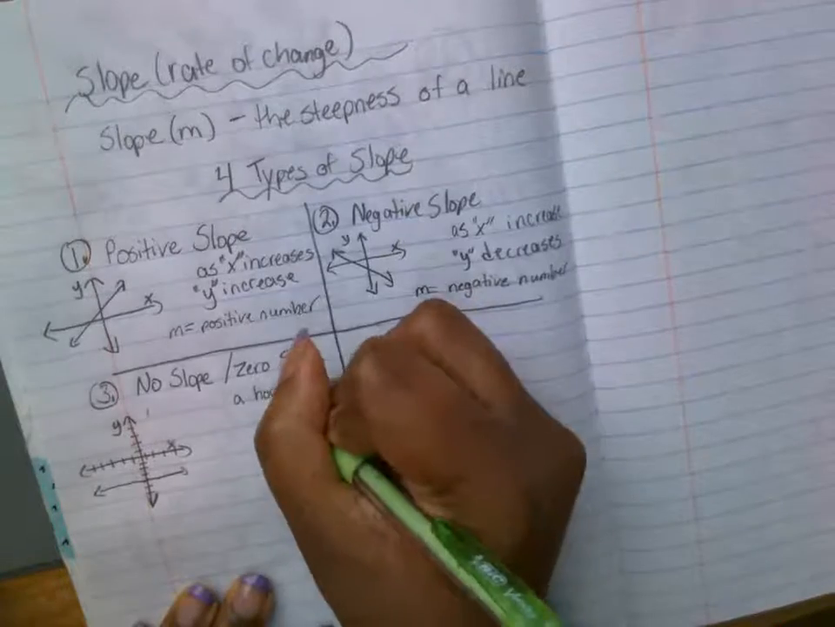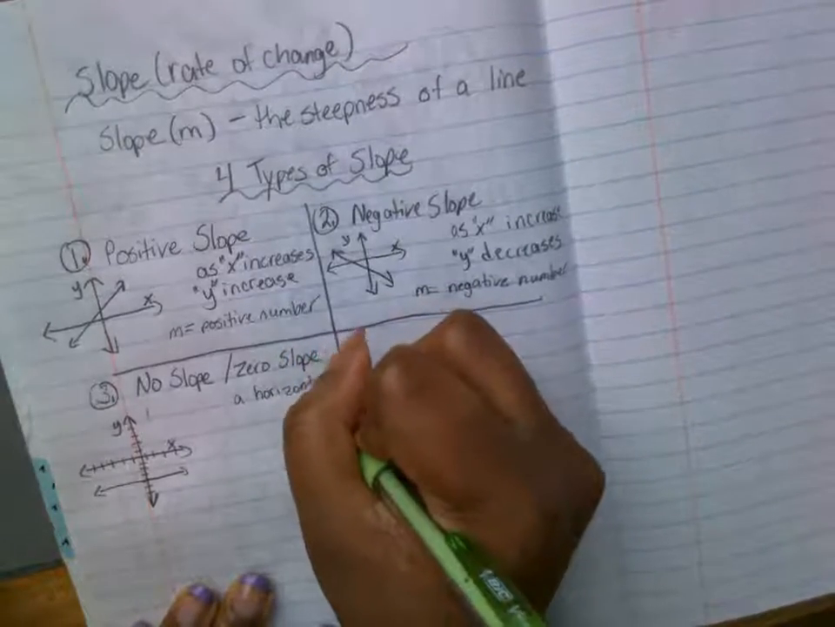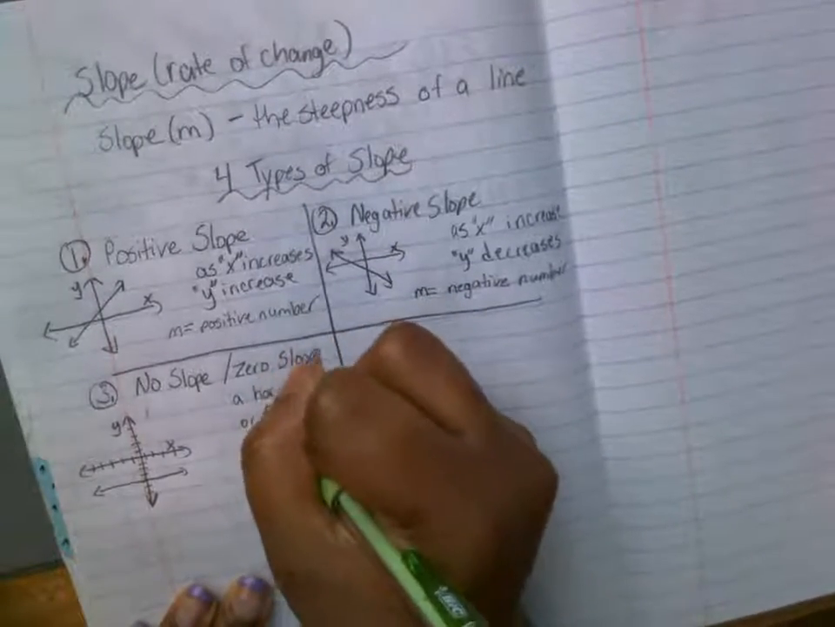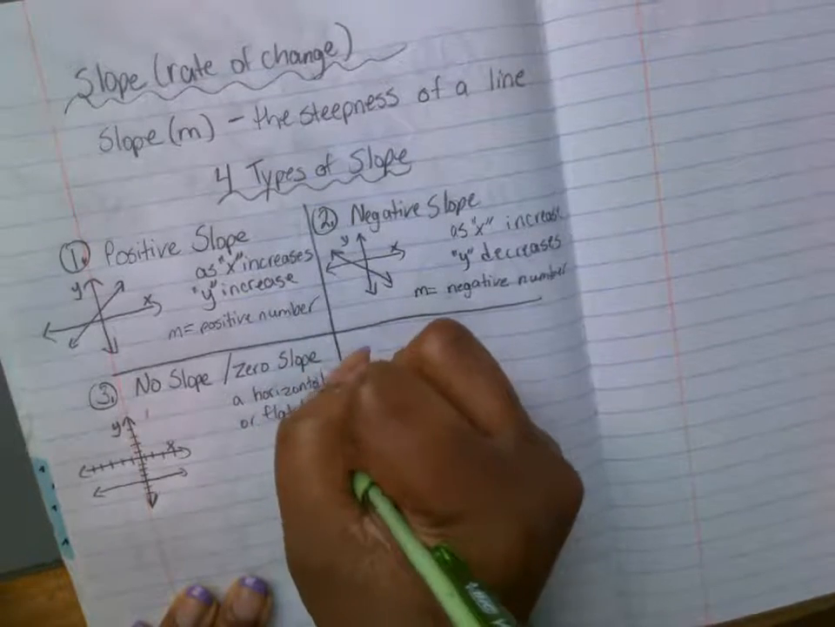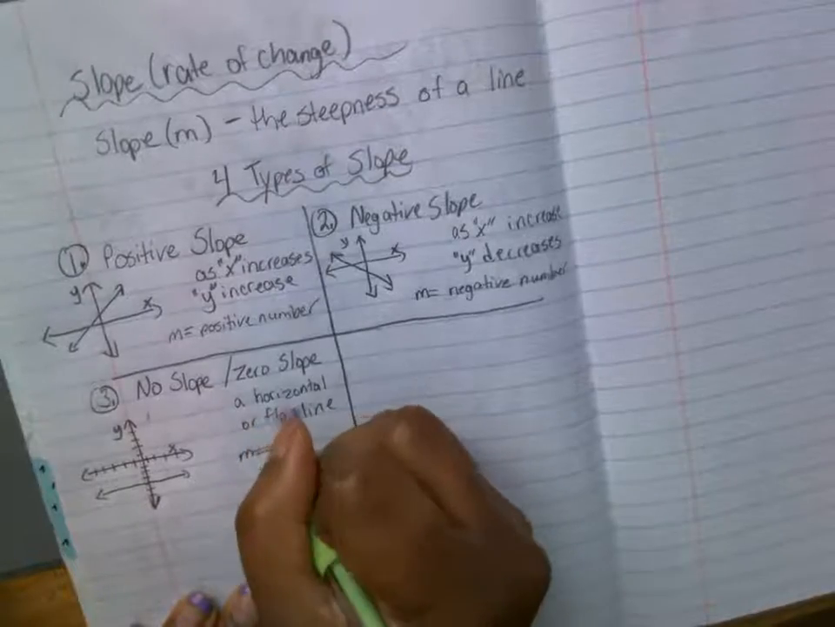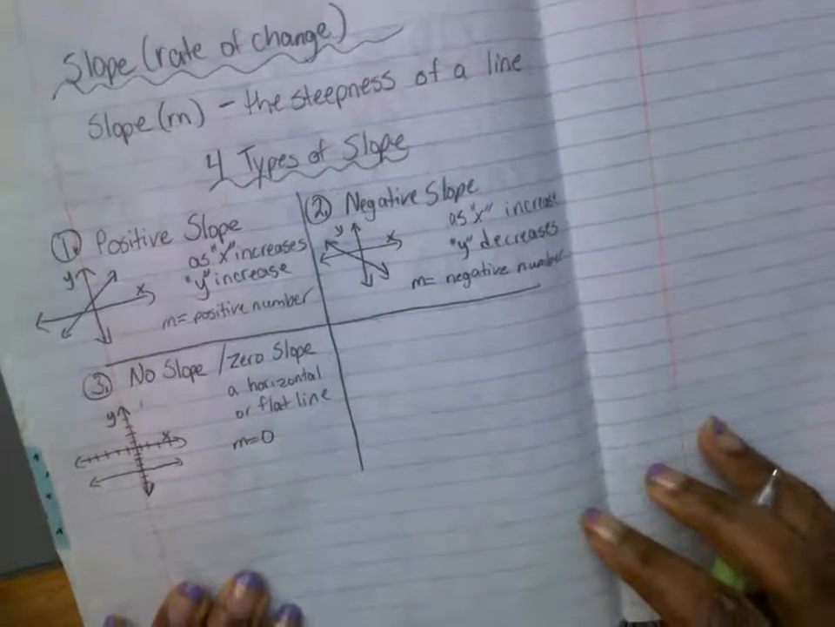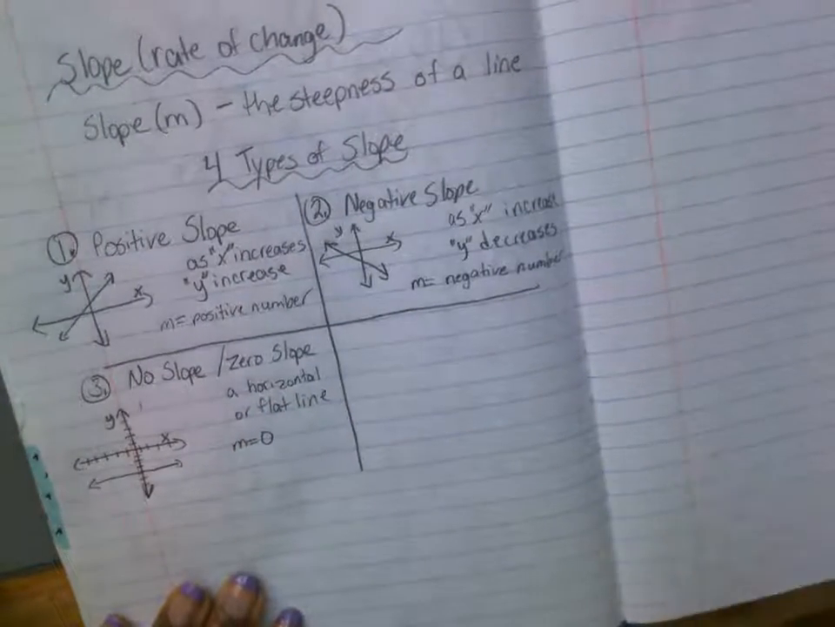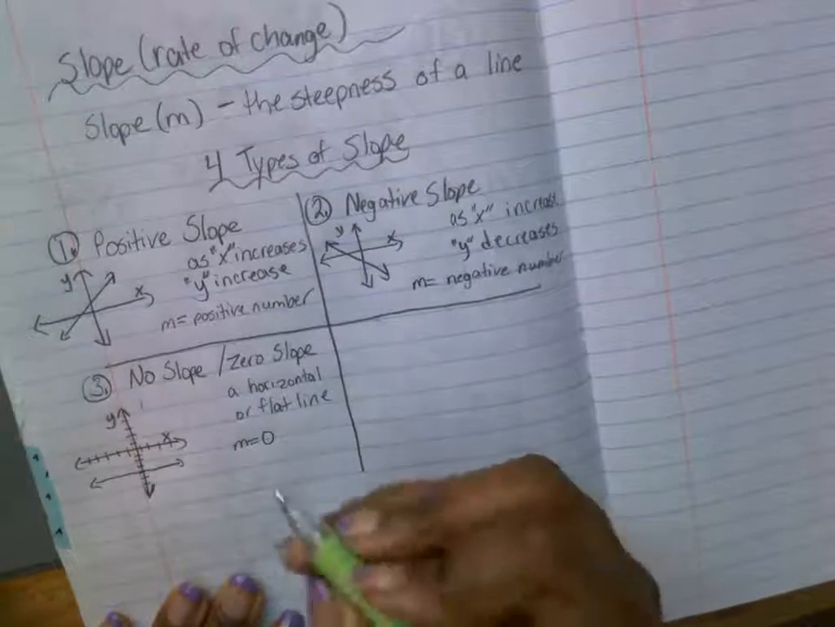Horizontal or flat line. No incline to it. M is equal to 0. This is where your M is equal to 0. And sometimes that looks like this.